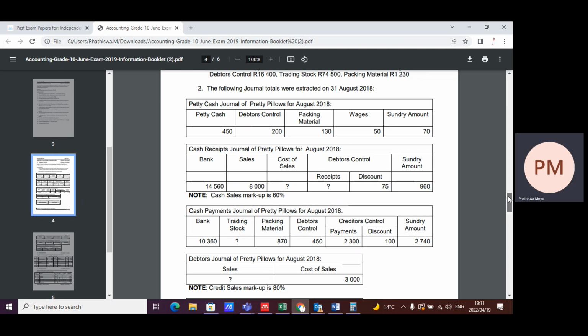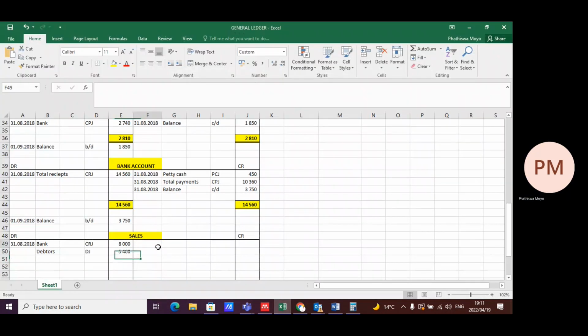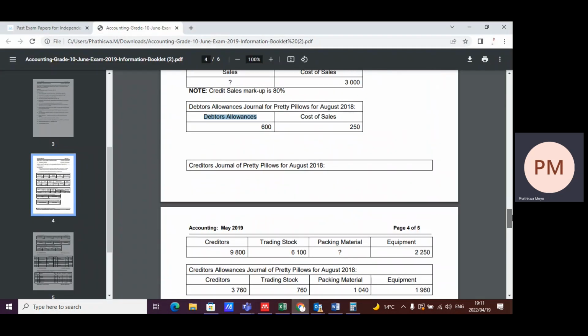Then we have debtors allowances. Some will not put it here. Some will just put it in an expense account. But I like putting it all over so that we've got clarity as to what is owed.